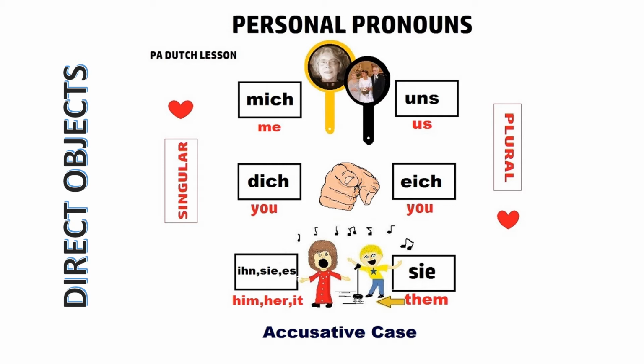Next we'll go to the plural. The first person plural would be us. We are receiving the action. And I'll give you a sentence that goes along with that. This is uns. De Mary had ons gedankt voor de bloemen. Mary thanked us for the flowers.